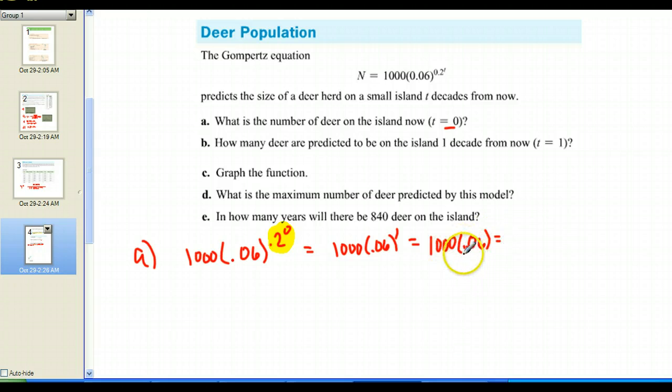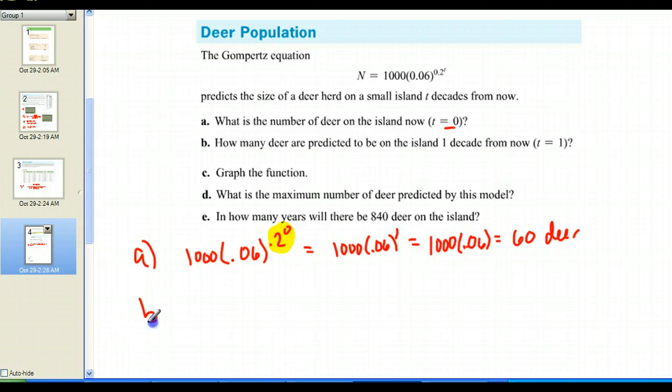Alright, then what's 1,000 times 0.06? 3 zeros, so move that decimal to the right 3 times. So 1, 2, 3 will give me 60, or 6% of 1,000, whichever way you want to think of it. Alright, so that's part A. There are 60 deer.